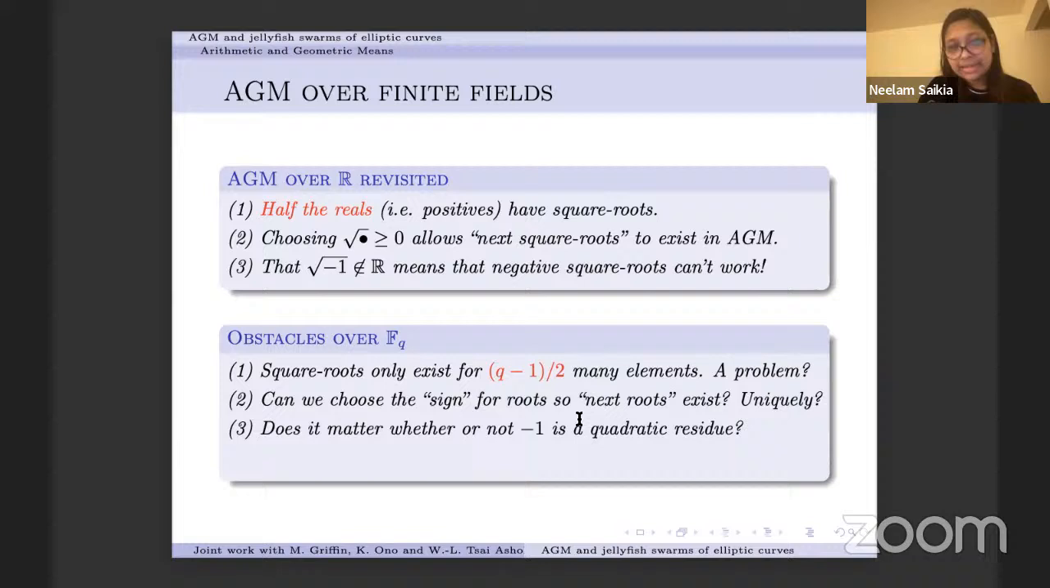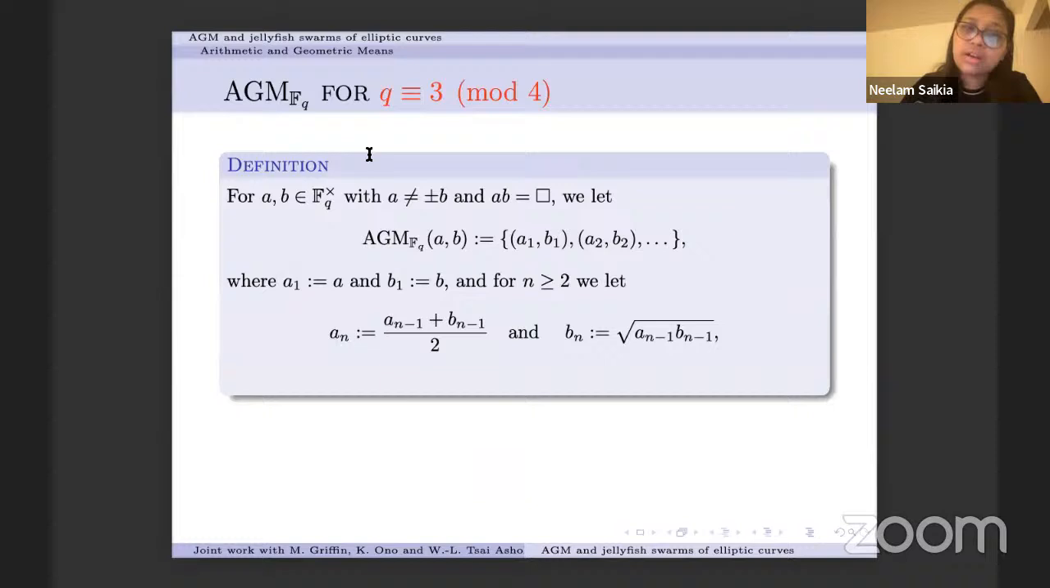And luckily, if we choose our finite field with q elements, where q is congruent to 3 mod 4, then we are okay, we can define it. So here, let me just give you the definition of the AGM sequence over a finite field. For the rest of the talk, we fix q as a prime power for which q is congruent to 3 mod 4. So this is the definition of AGM over a finite field.